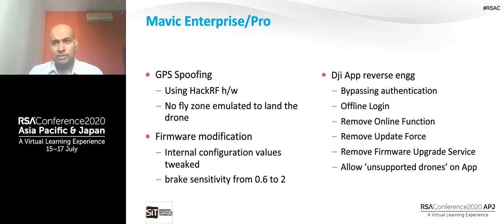The last one, which is a flagship as of now, is Mavic Enterprise or Mavic Pro 2, where we have created a few attacks: GPS spoofing, firmware modification, and DJI app reverse engineering. GPS spoofing needs hardware along with the DART framework. This information will be given when you open that particular attack in the DART framework. The attack will say, for this attack to work, you may need to connect HackRF in this format. So it will give some instructions on how to launch the attack when you need extra hardware.